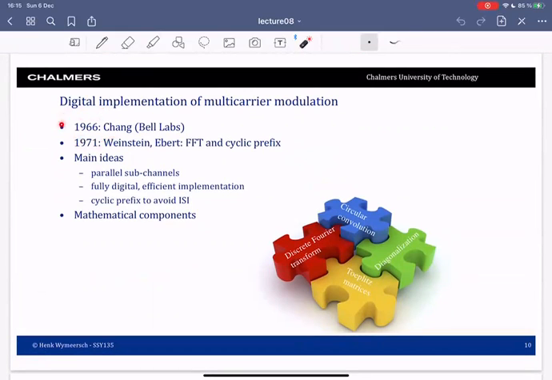And this dates back to the 1960s, where it was developed in Bell Labs. And then in the 70s, the ideas of using an FFT, which stands for fast Fourier transform, and cyclic prefix were introduced. And the idea is, as in analog multi-carrier, you create parallel sub-channels, but you make it fully digital with a highly efficient implementation, and you avoid intersymbol interference through something called a cyclic prefix. And we will explain all of these in detail. The mathematical components to understand these are these 4 puzzle blocks. So we'll talk about discrete Fourier transform, circular convolution, diagonalization, and Toeplitz matrices.